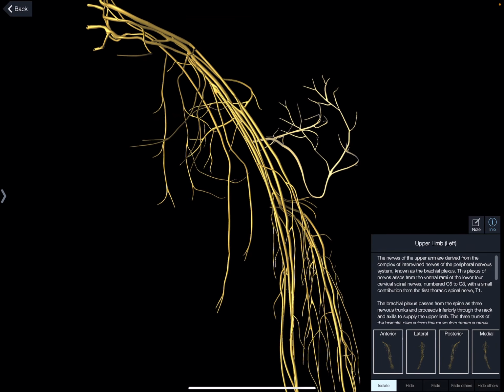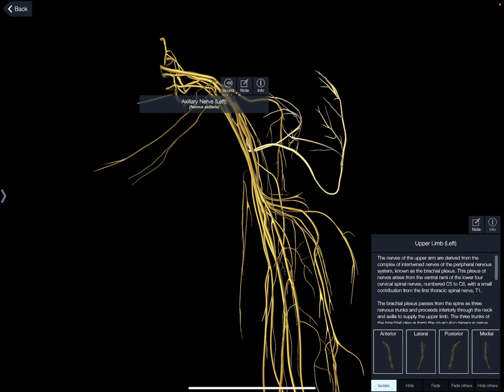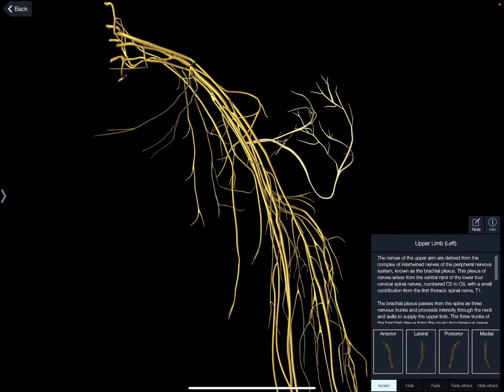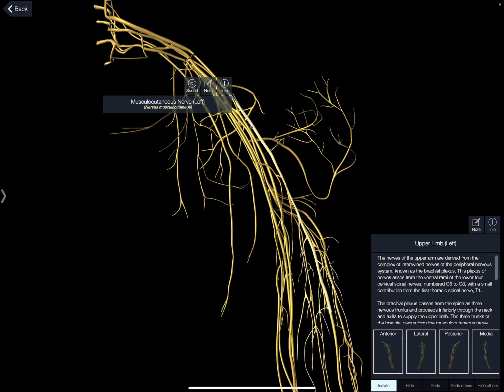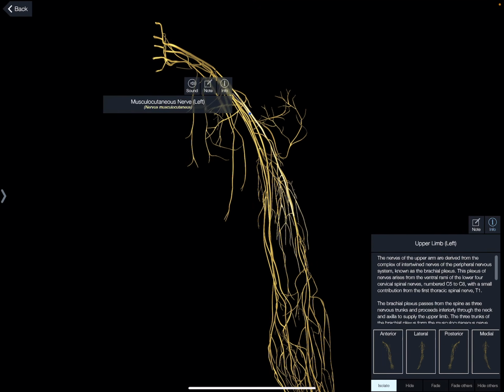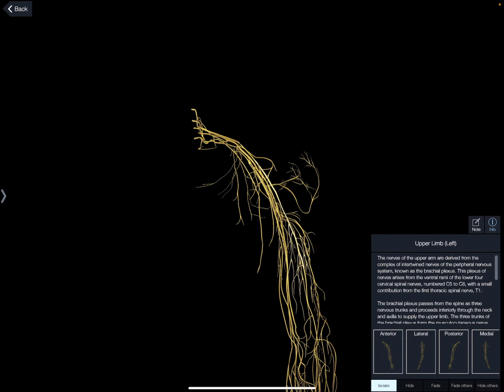So all of these nerves are innervating the arm. So you can see the axillary nerve here. It's obviously innervating the back of the arm here. It's going to be innervating certain muscles of the shoulder, particularly that of the scapula that are involved with the rotator cuff. You're going to have the musculocutaneous nerve, which travels down and is really important for the biceps and those elbow flexors.